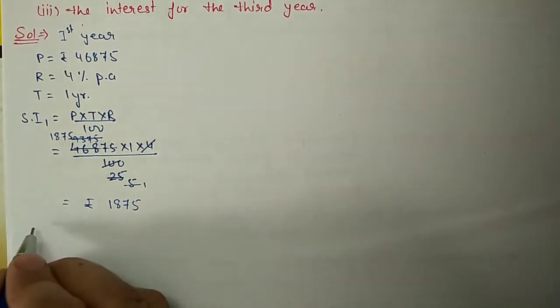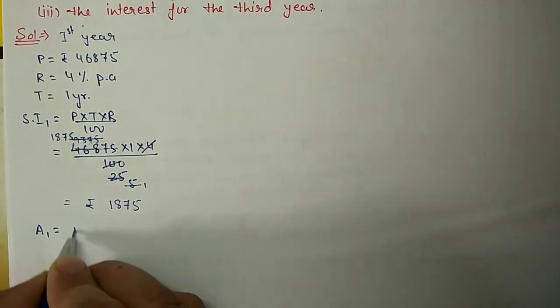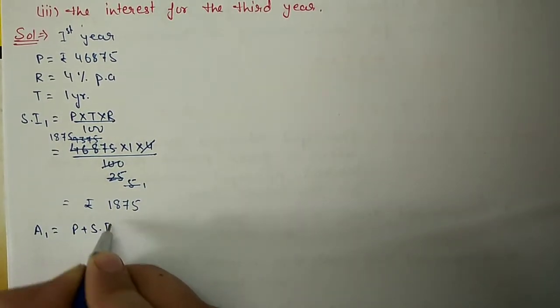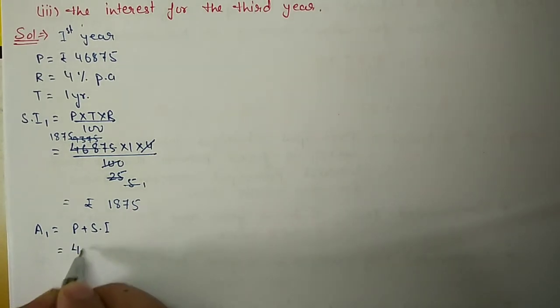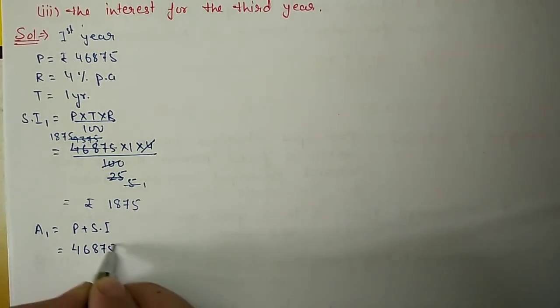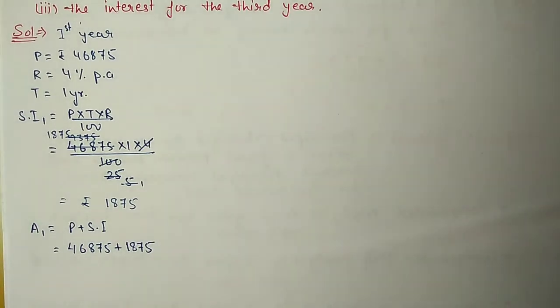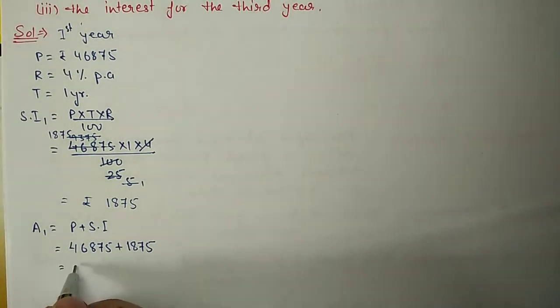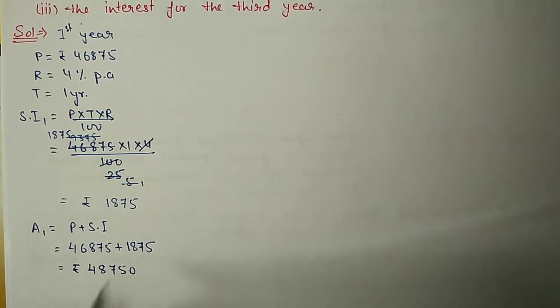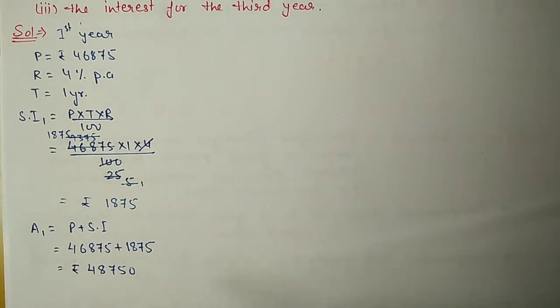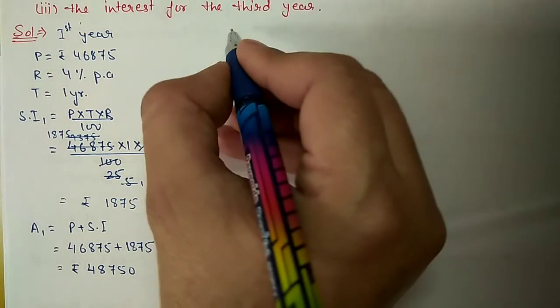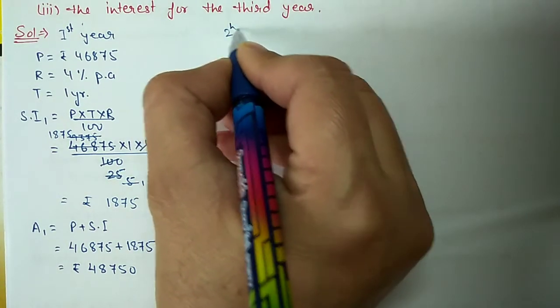So the amount by the end of the first year will be principal plus simple interest. Principal money here is 46,875 rupees, and 1,875 is the interest we are getting. So after adding this we will get 48,750 rupees. Now this 48,750 rupees will become the principal for the second year. We'll do the calculation for the second year.